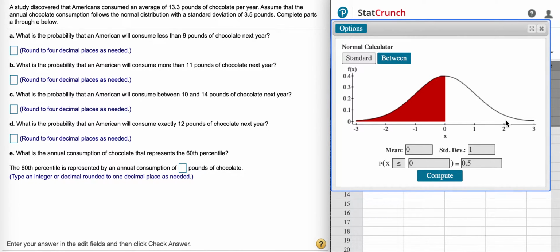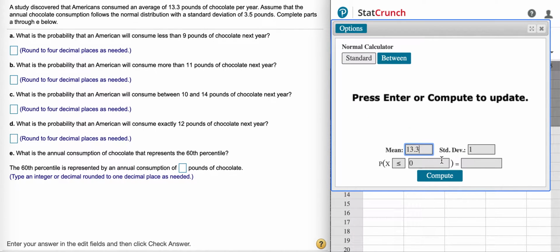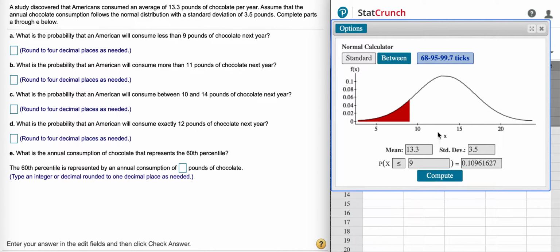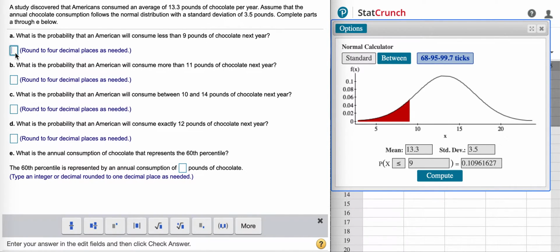Here, we're looking at the standard normal with mean 0 and standard deviation 1. We want to change this to be mean 13.3, and standard deviation, they said, is 3.5. So now, we've got less than, less than or equal to would be the same in a continuous random variable. Less than 9, and compute. And so we'll notice that they've shaded in the area that we're looking for and given us that probability. And so to 4 decimal places, we've got 0.1096.